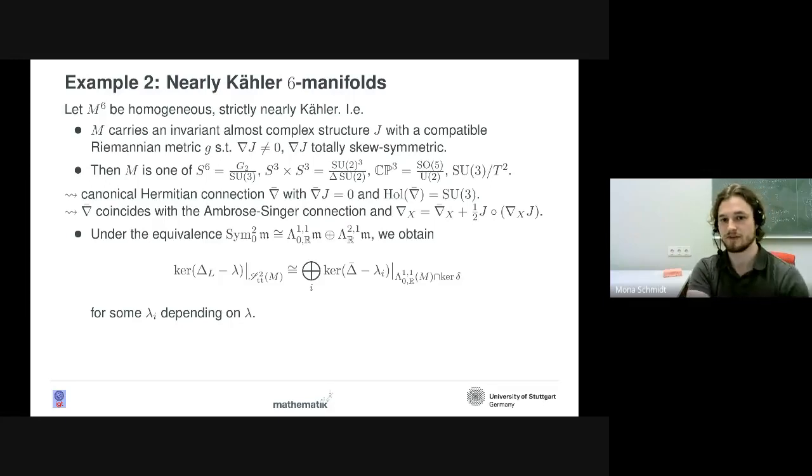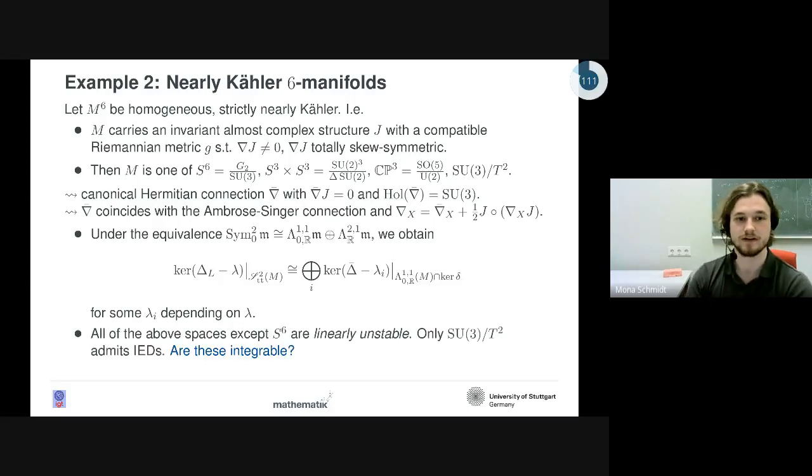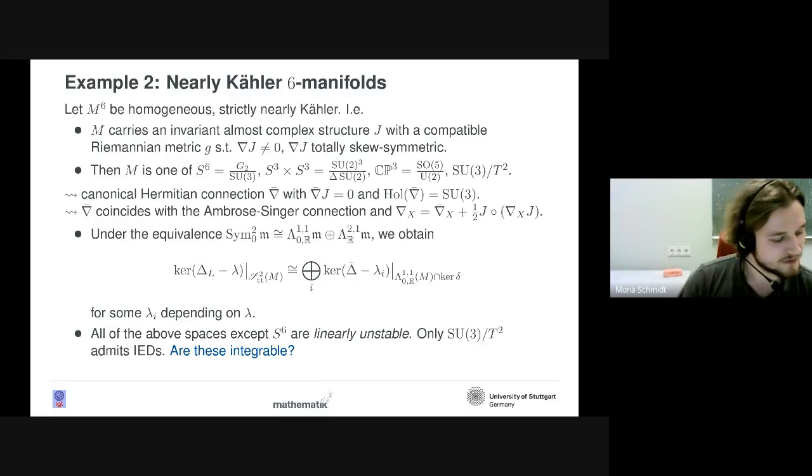Okay, and using this technique, it's possible to show that all the spaces here, except S6, that's a standard sphere, that's stable, but all the other spaces are linearly unstable. We can also say how many unstable directions there are. And we also can say that only SU3 over T2 admits IEDs. Now the question is again, are these integrable? So I want to show in the last part of the talk how we actually check integrability in practice.